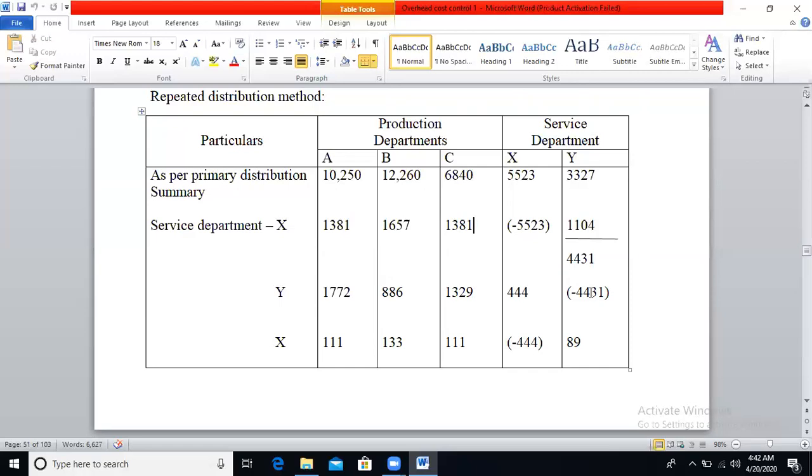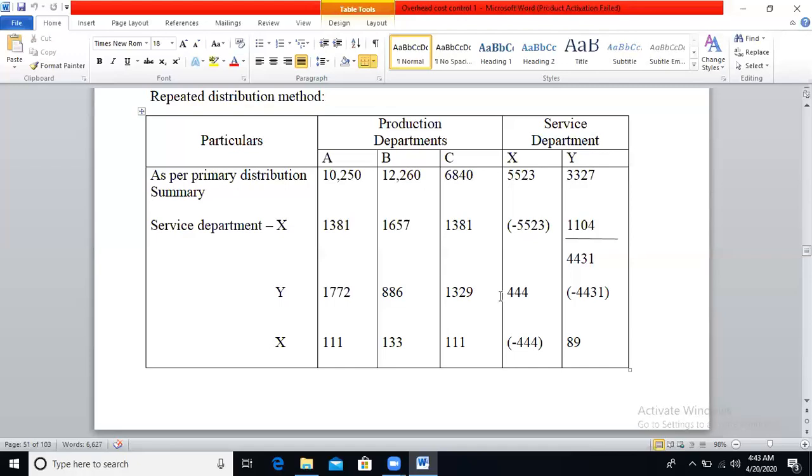If you calculate it, you will get 1772.4. So round it off to 1772. For department B, it will be 4431 into 20%. If you calculate it, 886.2. So round it off to 886. And for department C, 4431 into 30%. If you calculate it, you will get 1329.3. So we have considered the rounded figure of 1329.